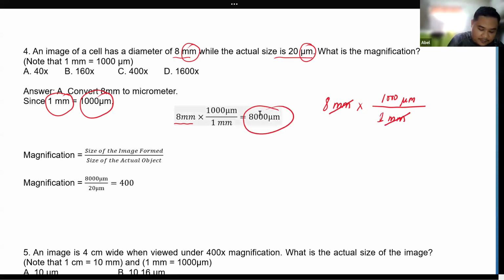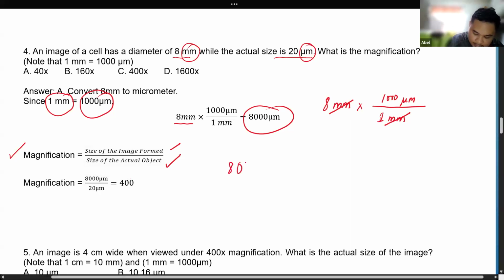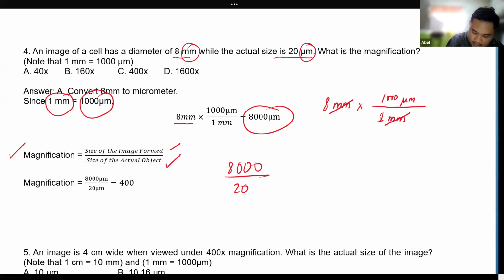And take note that the magnification is size of the image formed over size of the actual object. You don't actually need to memorize the formula, but rather understand the formula. Why is it like that? And so that is 8,000 over 20 micrometers. If you are still confused, cancel out the 0 and 800 divided by 2, and that would be 400 times. So the magnification is 400 times.